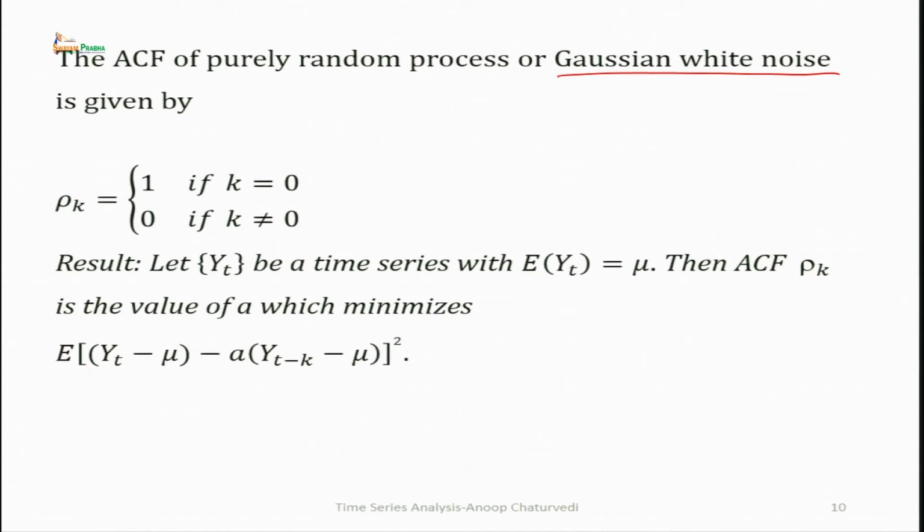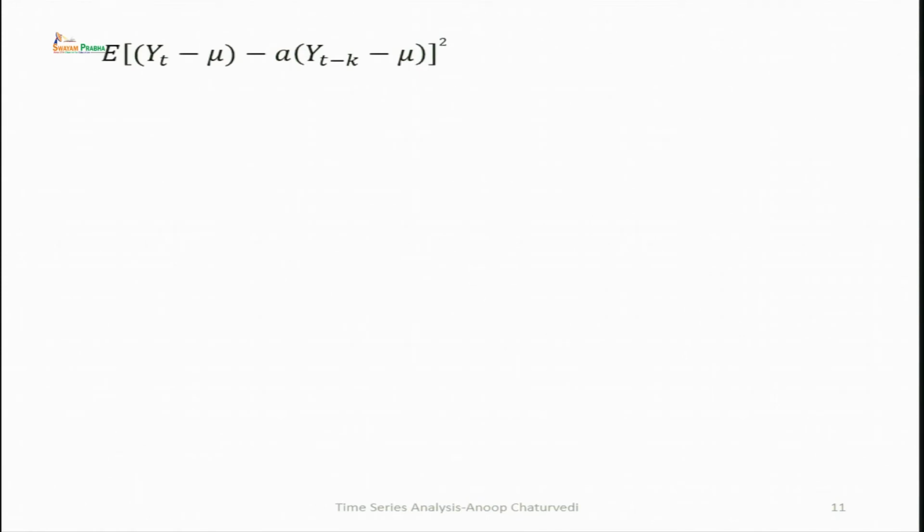Anyway, we will discuss the purely random process later on in detail. Now, suppose y t is a time series having expectation of y t equal to mu, then the autocorrelation function of y t, that is rho k, is the value of A which minimizes the expectation of (y t minus mu minus A times (y t minus k minus mu)) whole square. We prove this result. So, you have to minimize this quantity with respect to A.